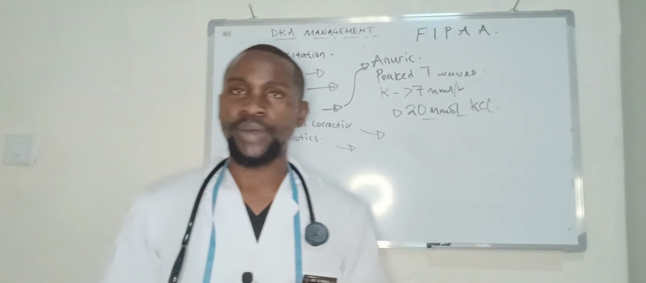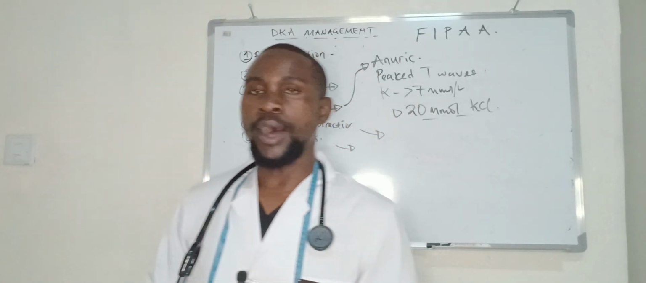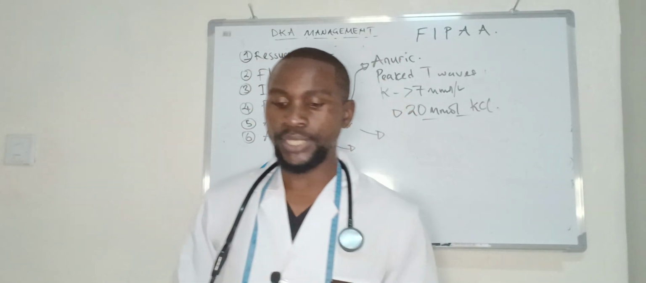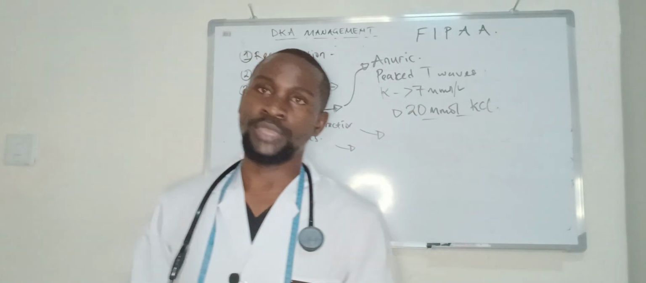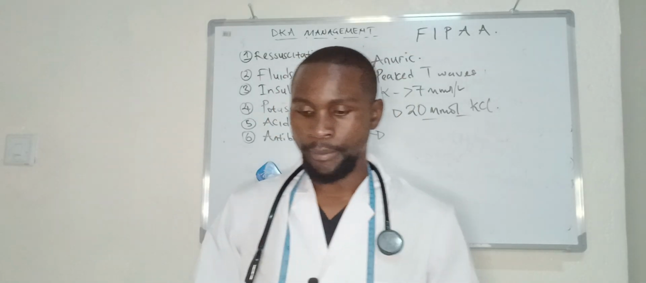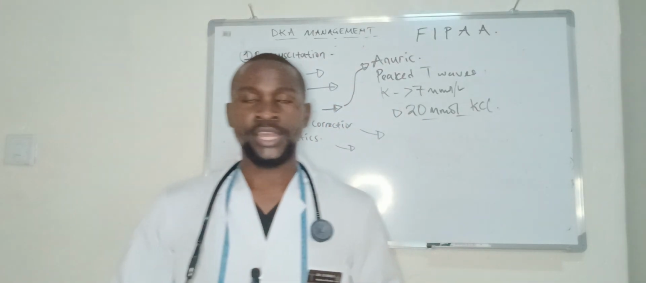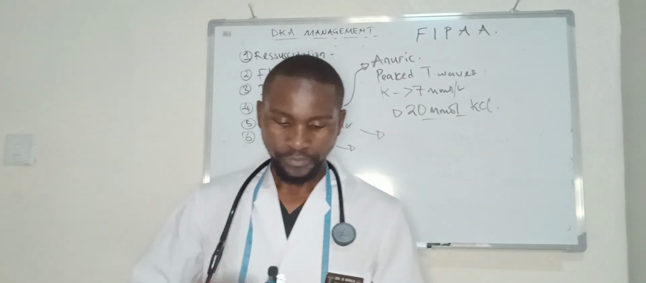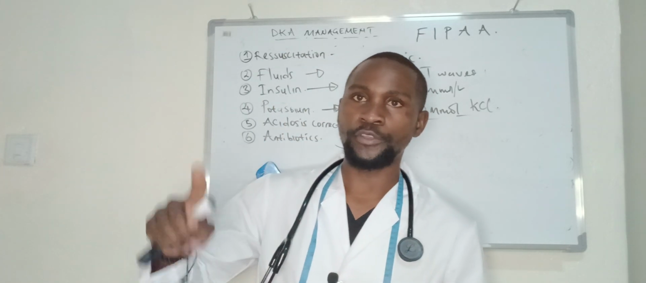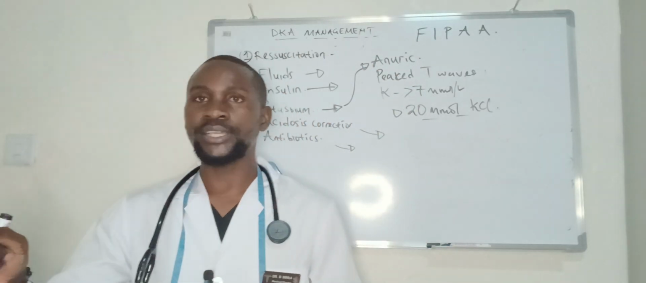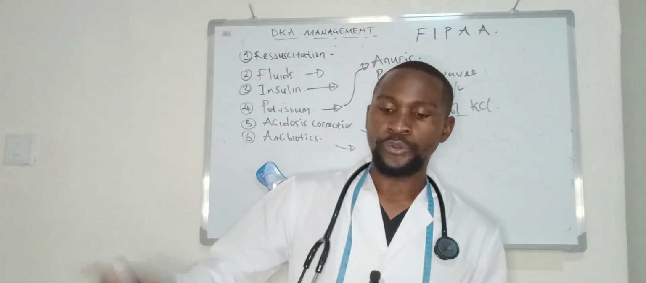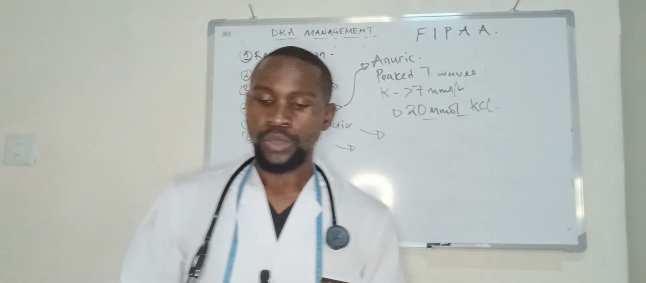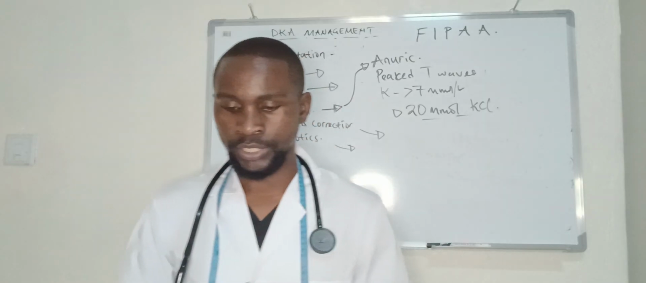Number two, you need to give mannitol 0.5 to 1 grams per kg IV, which is going to be given over 20 minutes. And you repeat if there is no initial response in 30 minutes to 2 hours. You can repeat this dose of mannitol in 30 minutes to 2 hours if the initial response wasn't good.